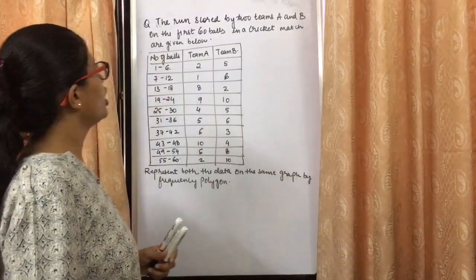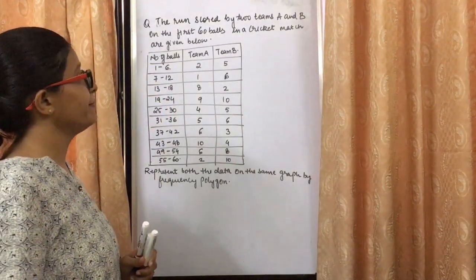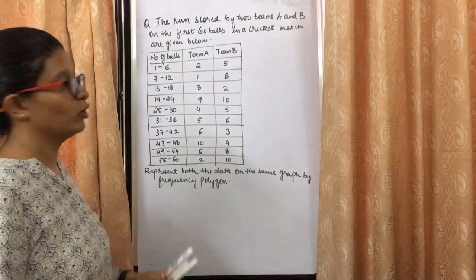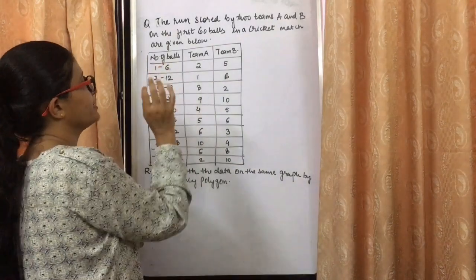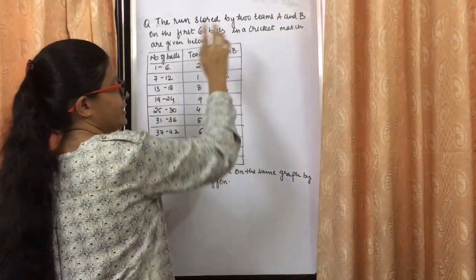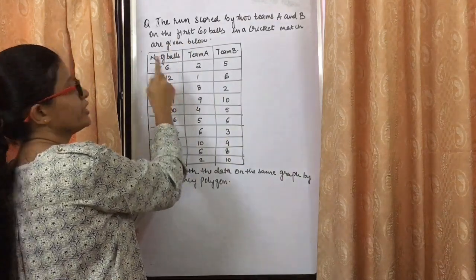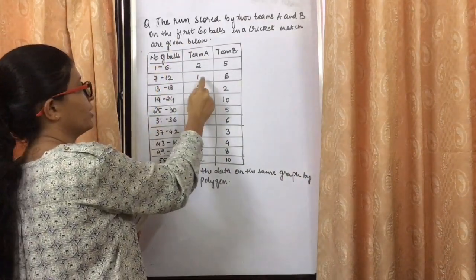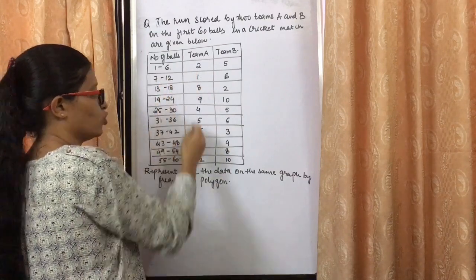Now let's have a look at this question. The runs scored by two teams A and B on the first 60 balls in a cricket match are given below. So these are the two teams which played the cricket. So number of runs scored for the first 60 balls. Team A scored 2 runs for 1 to 6 number of balls, between 1 and 6. 1 scored between 7 to 12, 8 between 13 to 18 and so on.